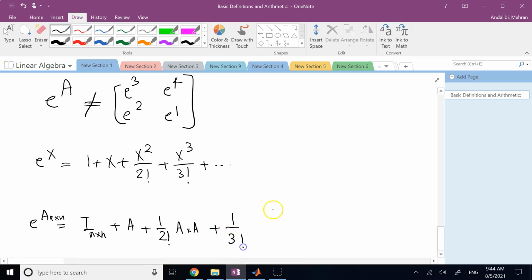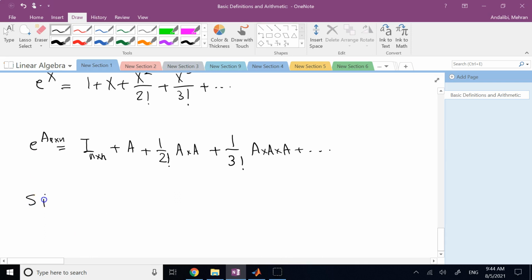And a to the power 3, which is like a times a times a, and so on and so forth, right? So calculating the exponential of a matrix, you have to use the Maclaurin series, right? So keep that in mind.